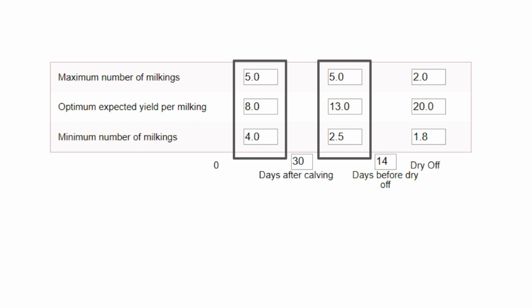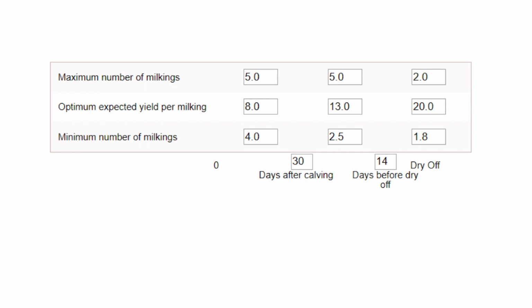The next section is for the majority of your herd. So this is everyone who's over 30 days in milk and everyone who is earlier than 14 days before dry off. And this third group is 14 days before dry off until dry off. This is where you really want to cut back their visits so that you can dry them off smoothly.